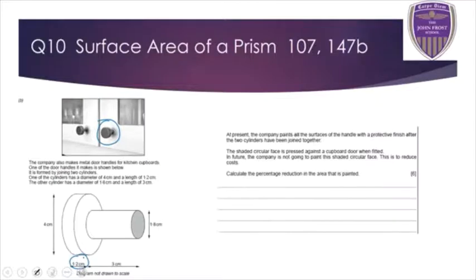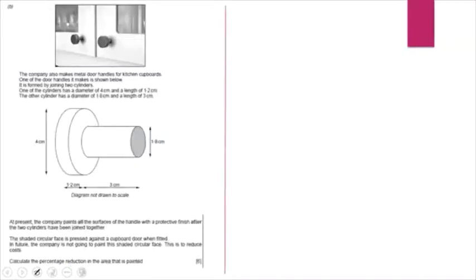At present, the company paints all the surfaces of the door handle with a protective finish after they've been joined together. The shaded circular face, which is this one here, is pressed against the cupboard door when fitted. In future, the company is not going to paint that, in order to reduce the cost. We've been asked to calculate the percentage reduction in the area. So how much area are we losing compared to the original?